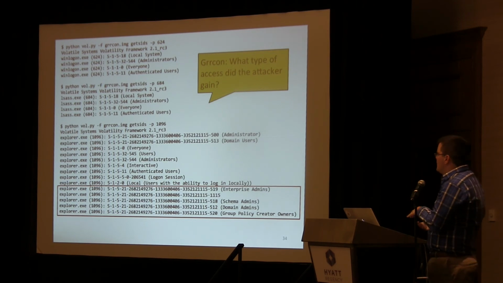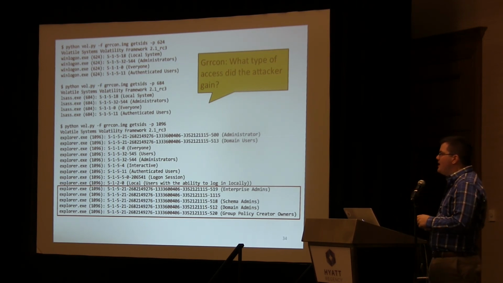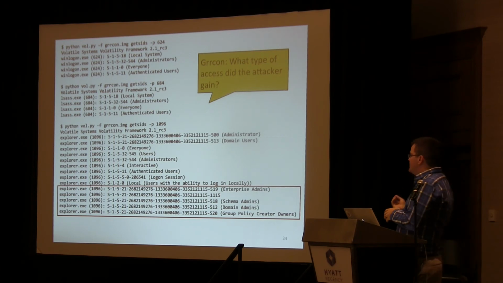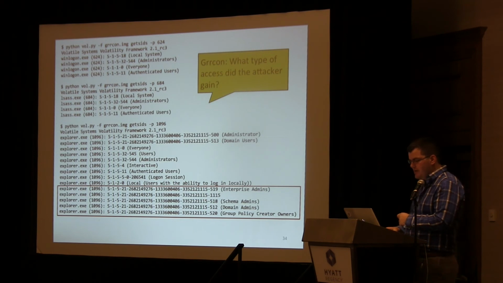You now know that the person had full domain access to the network. You can figure out what user account got compromised. And this is actually a really good remnant of a pass-the-hash attack. This is exactly how it's going to manifest in memory.